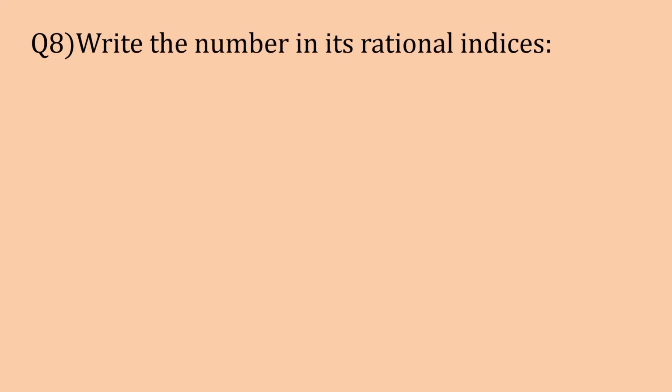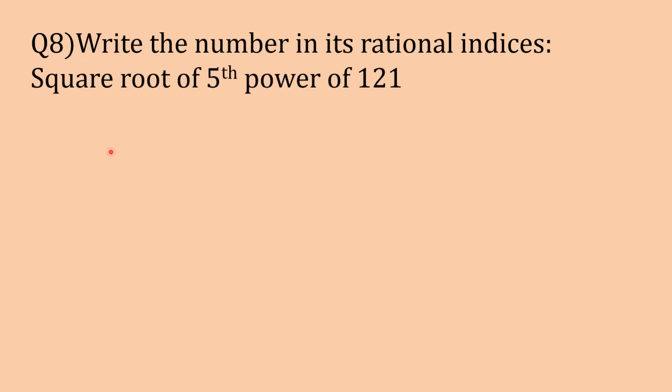What is given, student? Question number 8. Write the number in its rational indices. You have to write the question in rational indices, so means raised to. You have to write in the power form. So what is given in the question? Square root of fifth power of 121. Means you have to write in the index form.